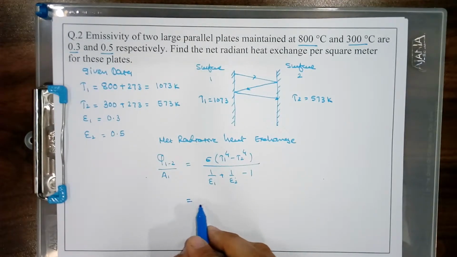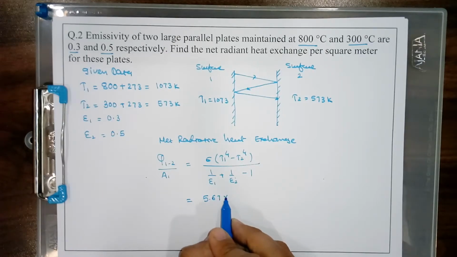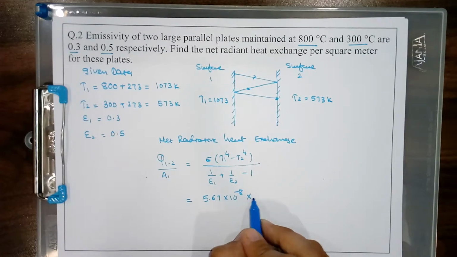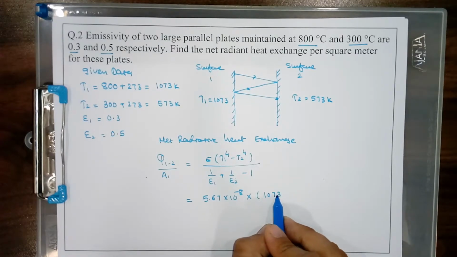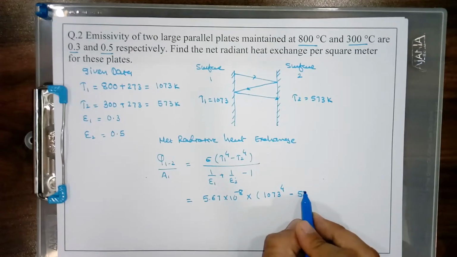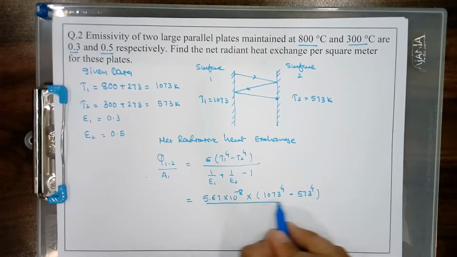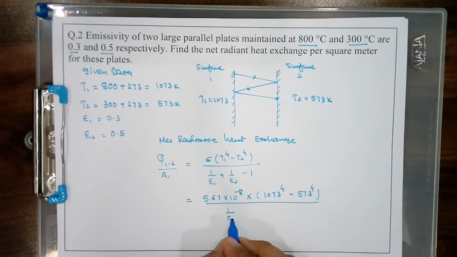Now we will put in the values. So sigma is 5.67 into 10 to the power minus 8 into, in the bracket, 1073 to the power 4 minus 573 to the power 4, divided by 1 upon 0.3 plus 1 divided by 0.5 minus 1. And by simplification we get the answer, that is 15933.90 watt per meter square, and we can write that as 15.93 kilowatt per meter square.